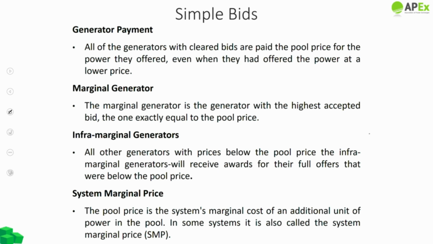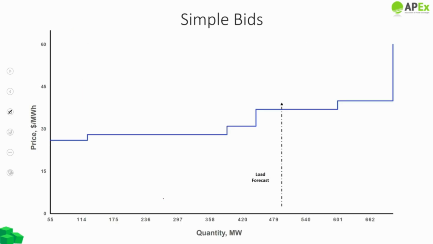The generator whose offer sets the pool price, that is, where the demand curve intersects the supply curve on its offer, is called the marginal generator. All generators whose offers are below the marginal generator are called the inframarginal generators. These inframarginal generators will receive the full generation award for their offers. The pool price set by the intersection of the demand and supply curves is also called the system marginal price, which is equal to the cost of the production of one additional unit of electricity. Let's explain this with the help of an example for a recap.